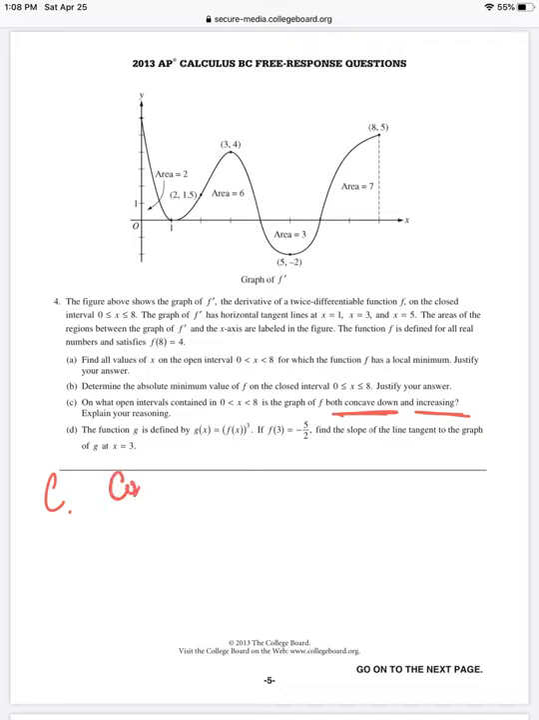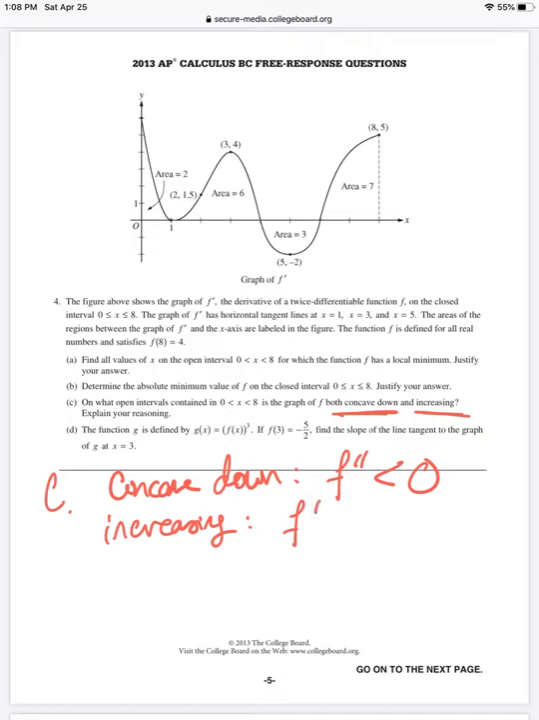For a graph to be concave down, what has to be true? The second derivative has to be negative. Concavity is the second derivative, right? For a graph to be increasing, that means the first derivative has to be positive. Well, now look and think of what we've got. We have the first derivative. So anywhere where the first derivative is positive, our graph is increasing.